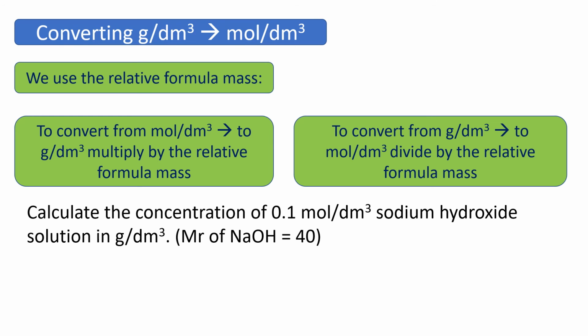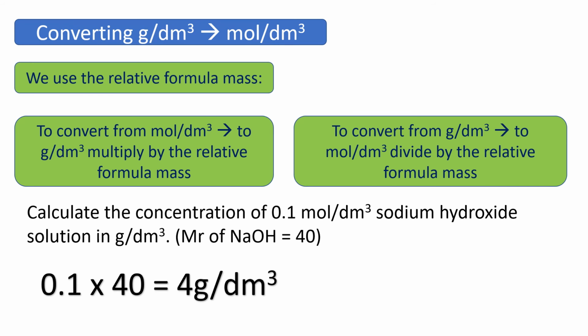But here is an example. So it says calculate the concentration of 0.1 mole per decimeter cubed sodium hydroxide solution in grams per decimeter cubed, and it gives you the molecular mass, or the formula mass, sorry, of sodium hydroxide there as 40. So I'm taking that 0.1 moles into grams, so it's going to be that first one there, and I'm multiplying it by the relative formula mass, which is 40, to give me 4 grams per decimeter cubed.